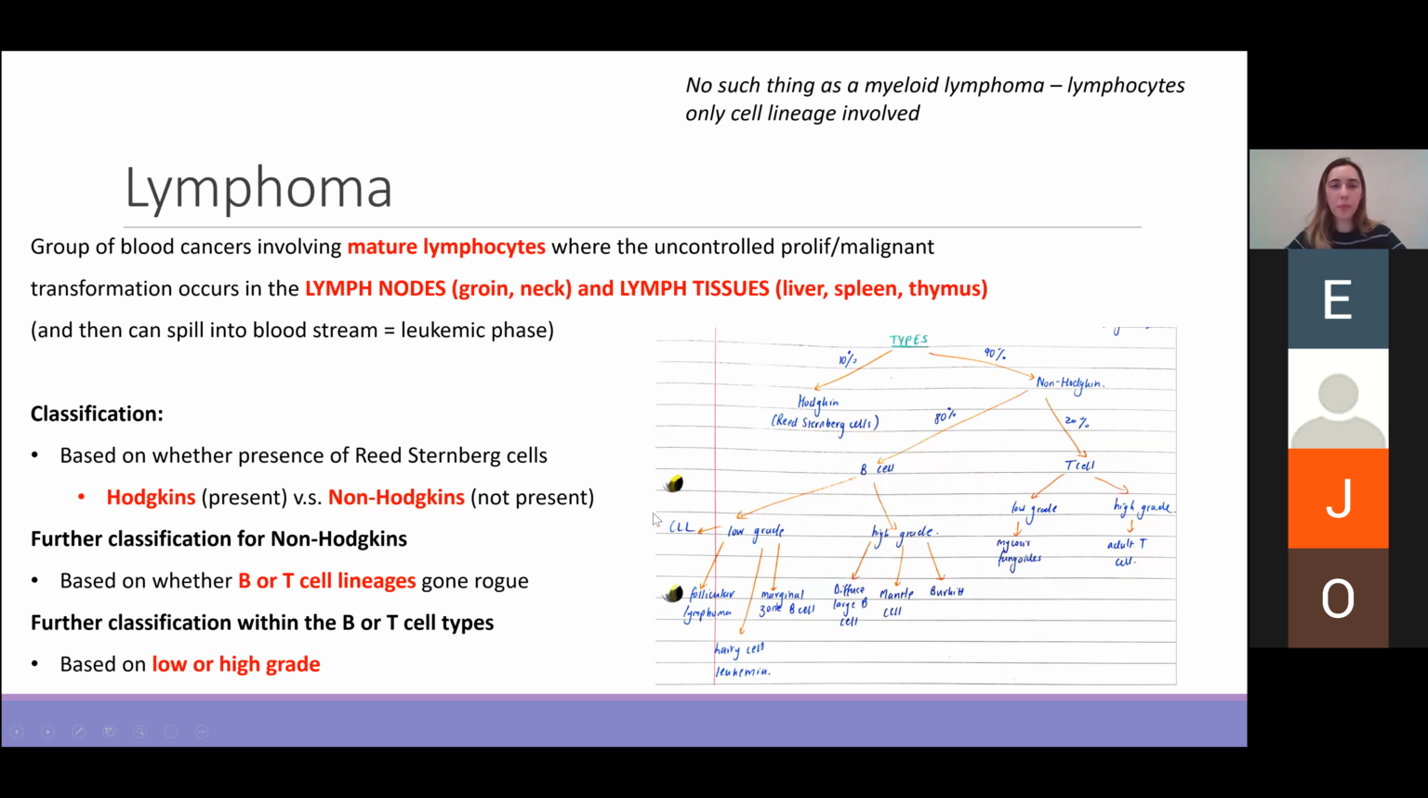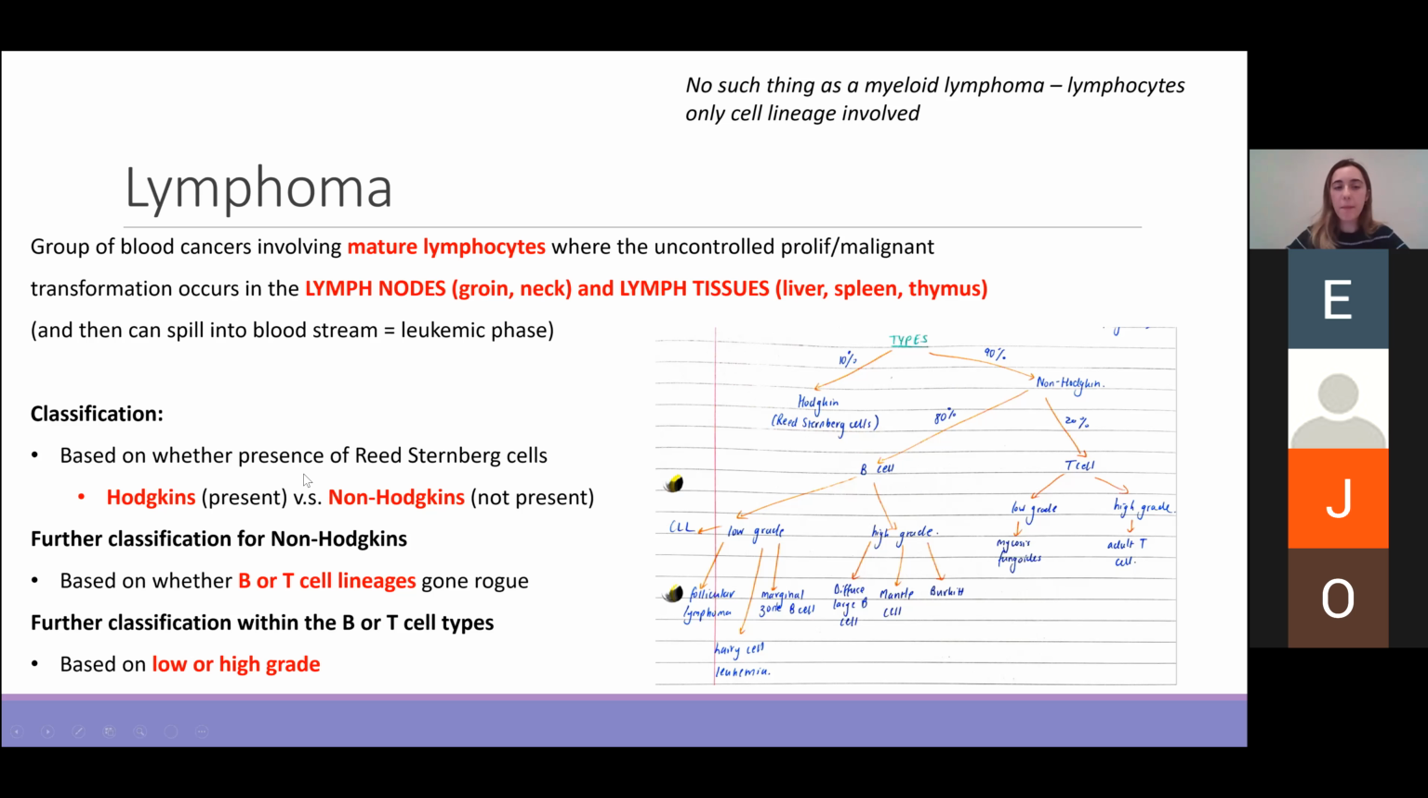To lymphoma. So lymphoma is actually when mature lymphocytes are the problem, and the transformation occurs in the lymph nodes and the lymph tissues. So this is why it's a mature thing, because it's outside of the bone marrow. And again, it's confusing because then you can get them spilling into the bloodstream, which is what can happen in leukemia as well. But the key is that the change occurred in the lymph nodes.